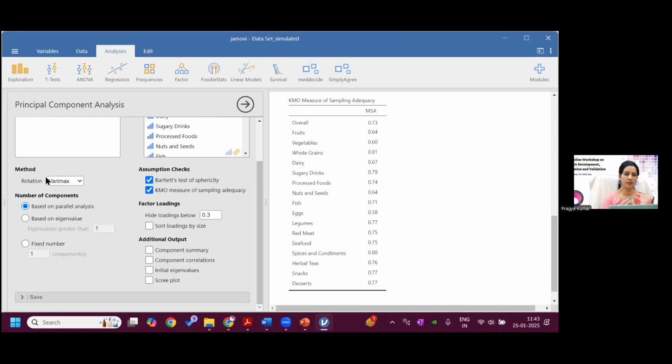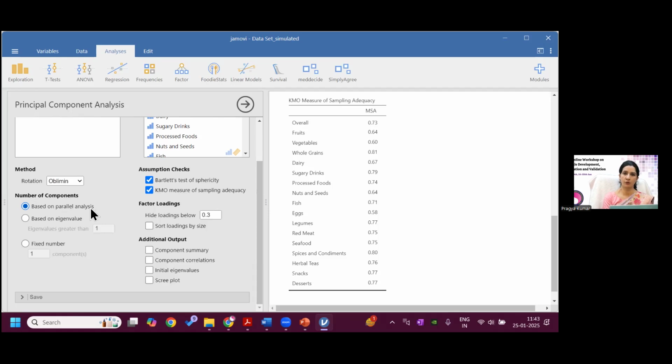Then I can go for this rotation. Here you can use oblimin also, so I'll just click oblimin. And for the number of components, I will use this parallel analysis. Yesterday also, there were a few participants asking if they want to take eigenvalue. In the same book, I just read that these days you don't take only the eigenvalue as the number of factors. It should be either the parallel and eigenvalue together, or parallel is the best.